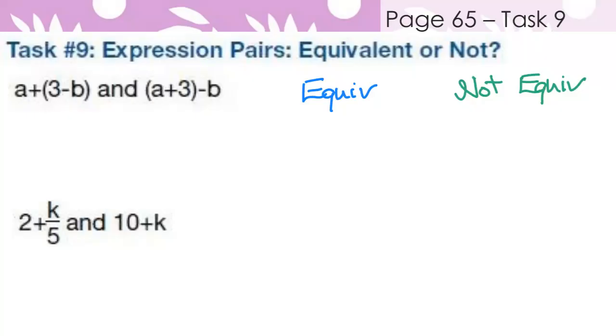Equivalent means are they going to give the same result or answer? Okay. So what do we think for this first one? Where are my equivalent people? Raise them high. Two people. Where are my non-equivalents? Ooh, there's a lot. Okay.